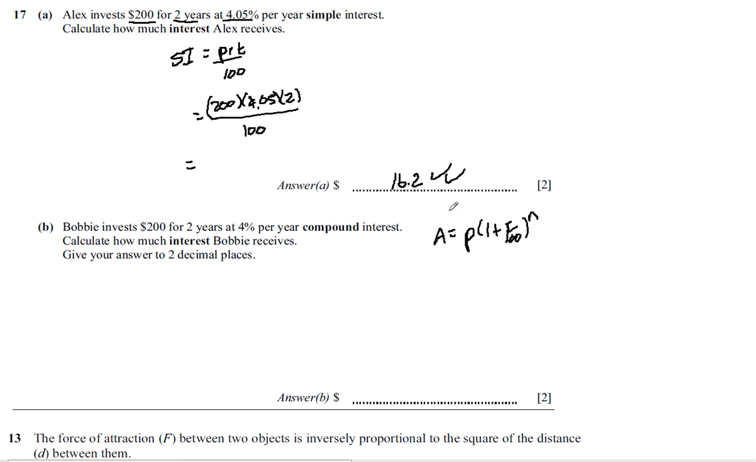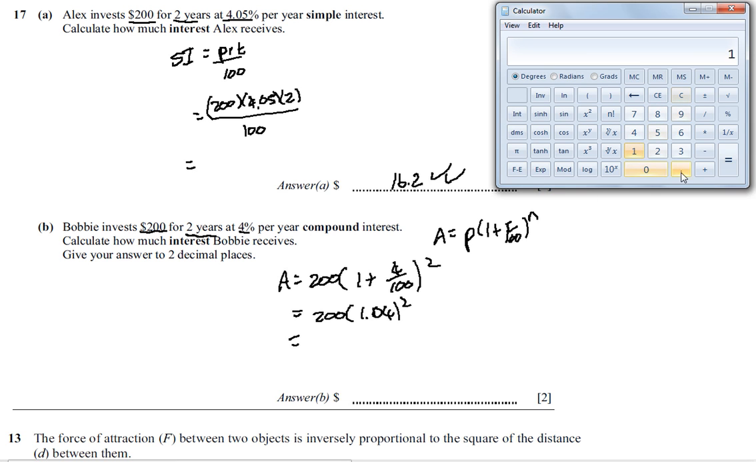So let's do that. A is equal to P, which stands for the amount he's putting into the account. He's putting $200 into the account. 1 plus R over 100, R is the percent at which the interest is, so it's 4 over 100. N represents the years. He puts it in for 2 years. So 200 times 1.04 squared, and let's see what that gives us. 1.04 times 1.04, and then just times 200, is 216.32.